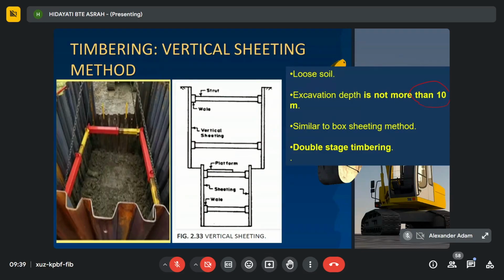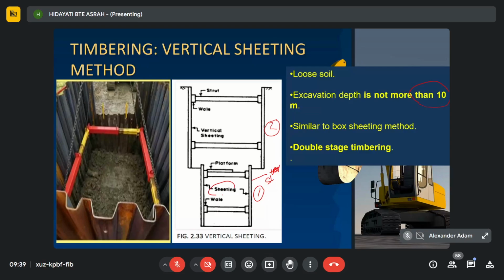So they excavate the trench in double stage timbering, number 1, number 2. There are 2 steps of trenches, so there are 2 stages of timbering. In each stage, we use vertical sheets to prevent the side of the soil from collapsing because it is loose. This is the sheeting. This one is also vertical sheeting.